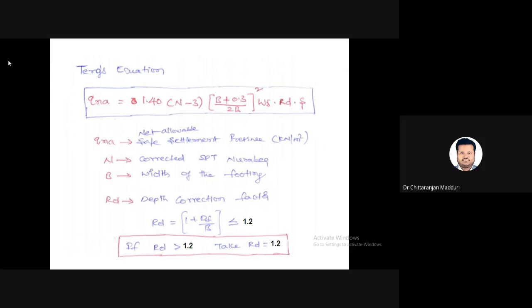The depth correction factor should be less than or equal to 1.2. Suppose it exceeds 1.2, you need to restrict the Rd value to 1.2. Suppose Rd is 2 point something, which is greater than 1.2, then you take Rd equal to 1.2. Suppose Rd equals 0.8, then you should take 0.8. So the maximum allowable value of the depth correction factor is 1.2. Rd should be less than or equal to 1.2.